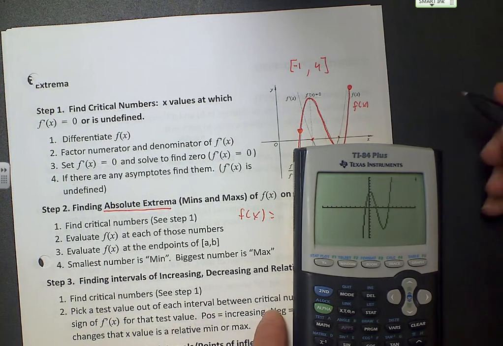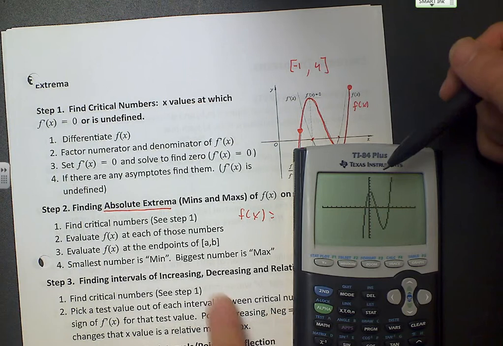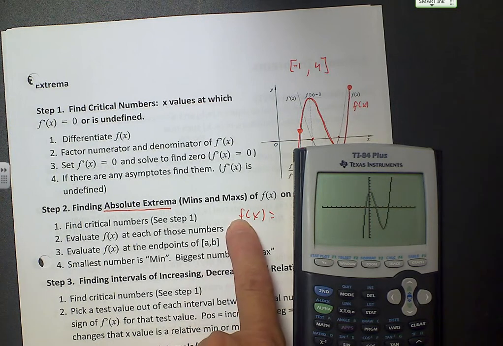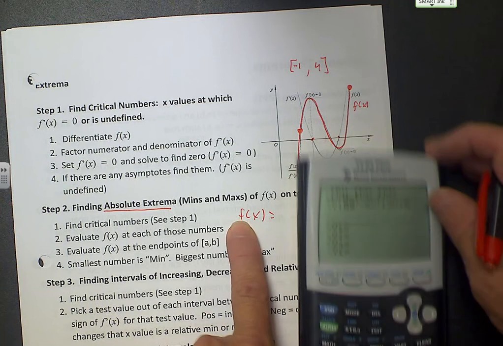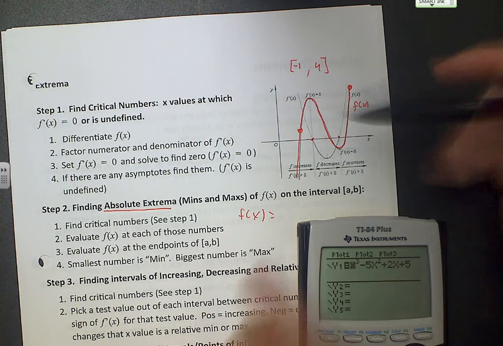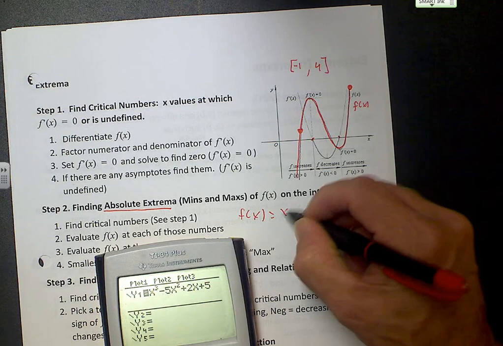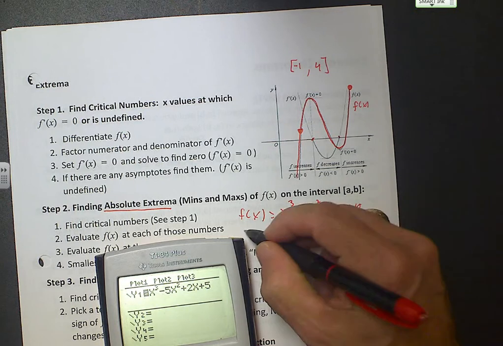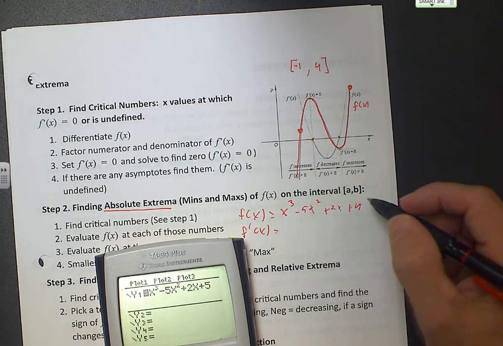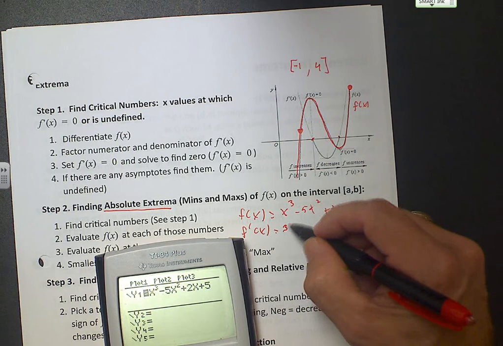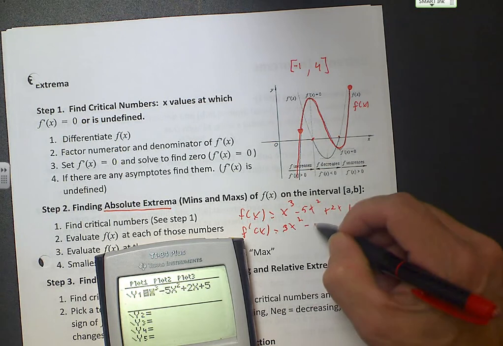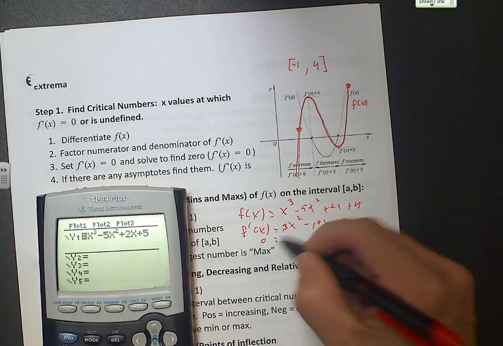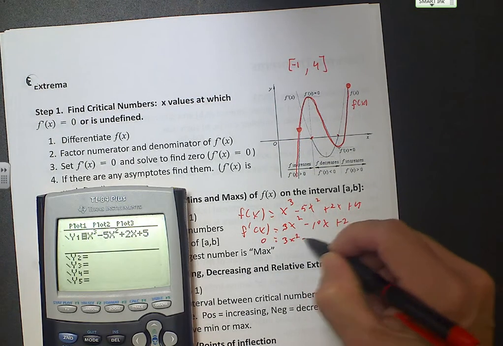Okay. All right, so if I am trying to find my critical points, I need the derivative of this, don't I? What is the derivative of that going to be? If f of x equals x cubed minus 5x squared plus 2x plus 5, f prime of x is going to equal 3x squared minus 10x plus 2. I'm going to set it equal to 0. So 0 equals 3x squared minus 10x plus 2.